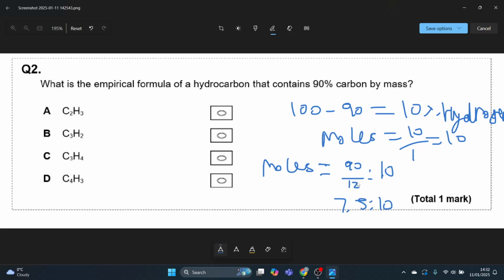We would now divide by the smallest mole ratio, 10 divided by 7.5. So we get 1 to 4 over 3. And obviously this is the carbon and this is the hydrogen. Times by 3, C3H4. Answer C.